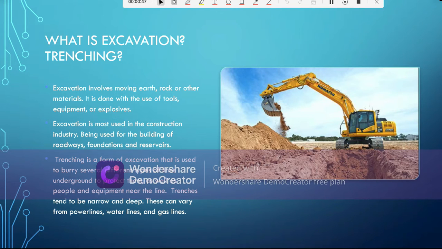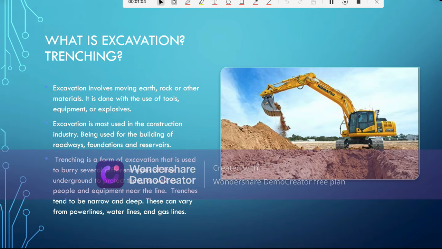What is excavation and what is trenching? Excavation involves moving earth, rock, or other materials. It is done with the use of tools, equipment, or explosives. Excavation is most used in the construction industry, being used for the building of roadways, foundations, and reservoirs.